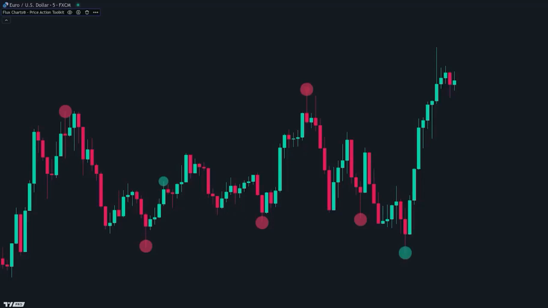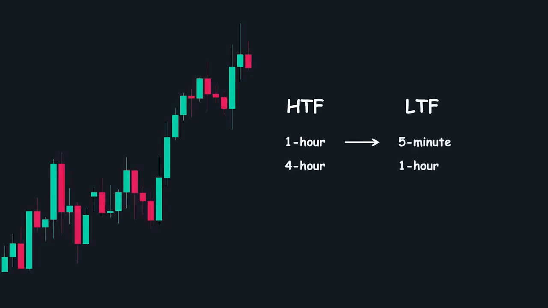Now, let me show you how this trading strategy works on the chart. This trading strategy uses 2 time frames. Our suggested combination is the 1 hour and 5-minute time frames, but you can use other time frames as well. Just remember, your entry time frame should be at least 2 times lower than your analysis time frame.